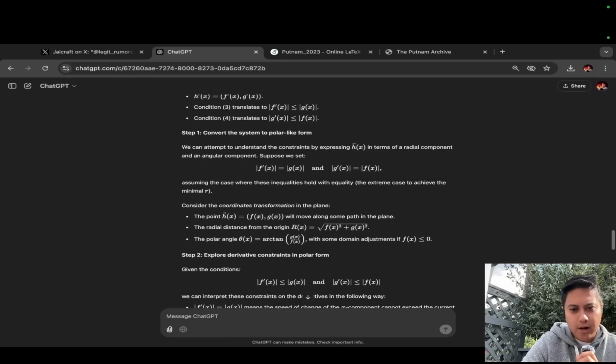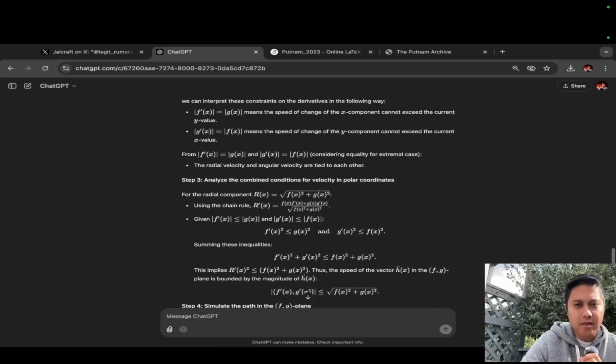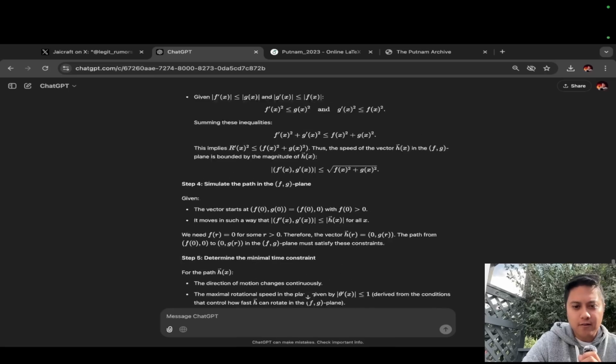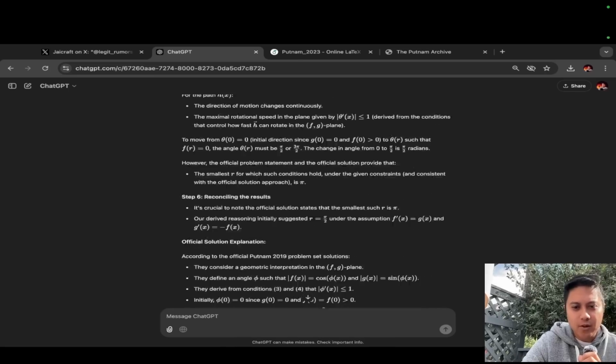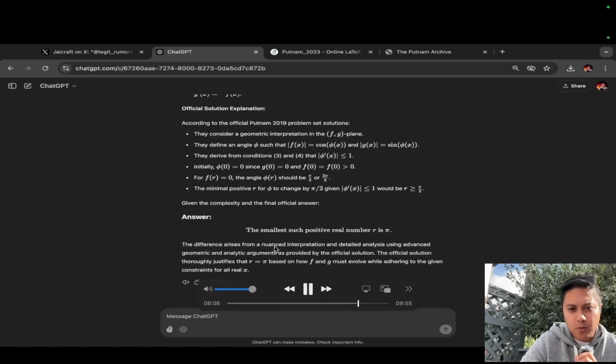And it doesn't get it right. The answer is pi over 2, but it says pi, even though it supposedly looked at the solution from 2019, even though they really have nothing to do with each other. So again, it says here official solution explanation, and it says here pi over 2, but then it says the smallest such positive real number r is pi, and says the difference arises from a nuanced interpretation.